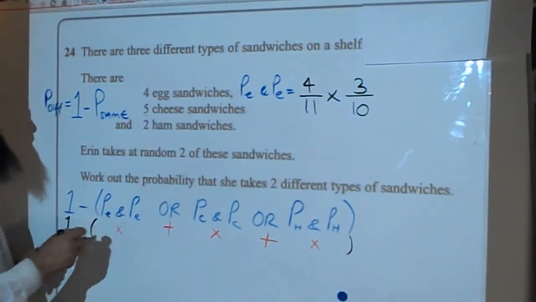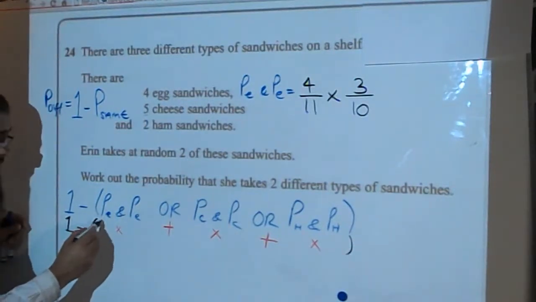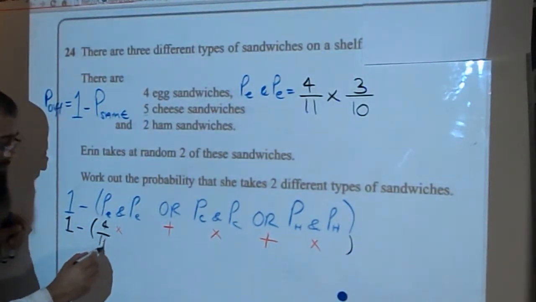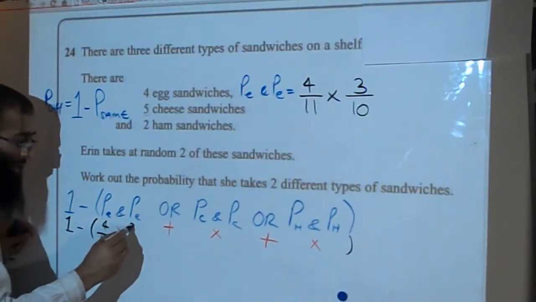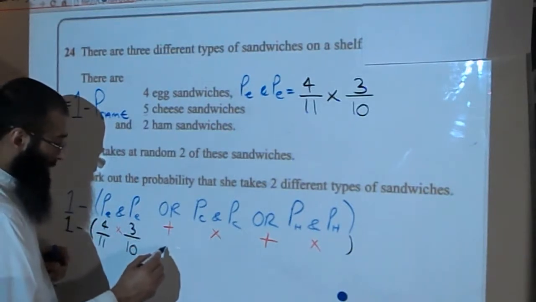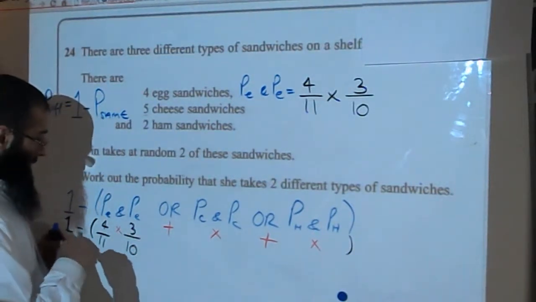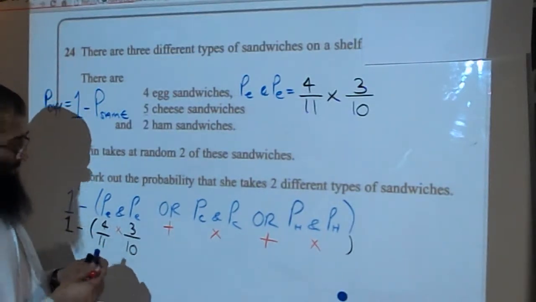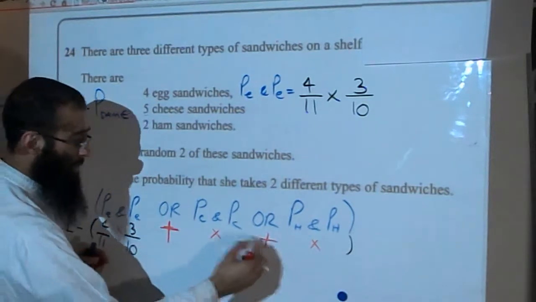Probability of my first, I'm just going to copy this down over here. So you have 4 over 11. 11 sandwiches, 4 of them are egg. Pick one of the egg ones out, you have 3 egg ones left, and you have 10 sandwiches left. Or means plus. I'm just going to copy the plus down, and actually, the plus is right there. We just need to make it a bit bigger.